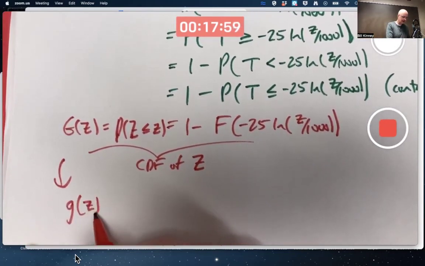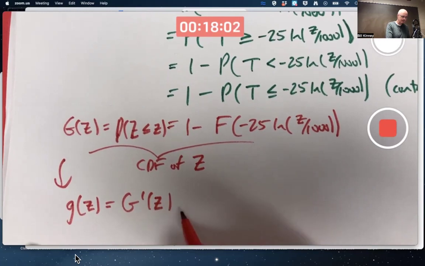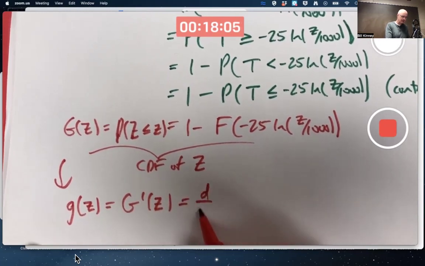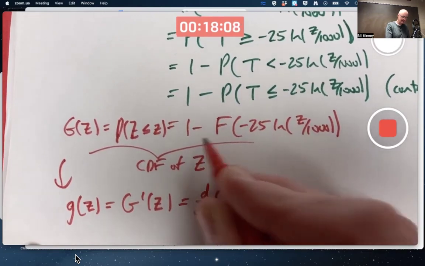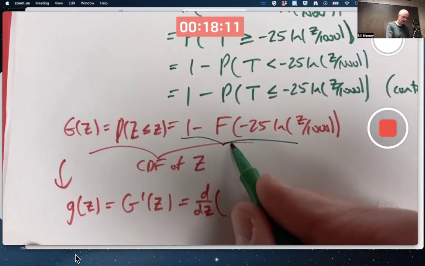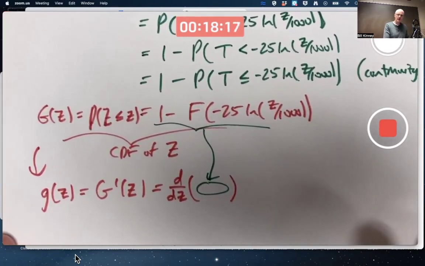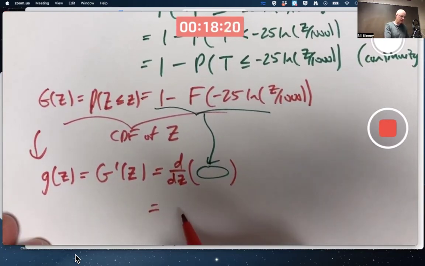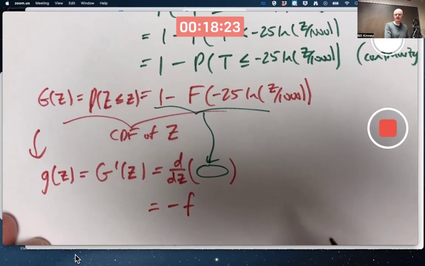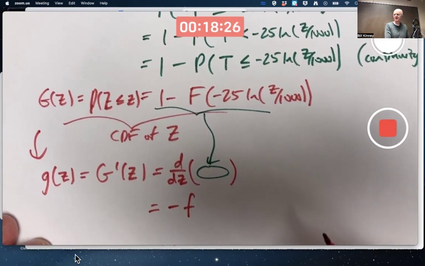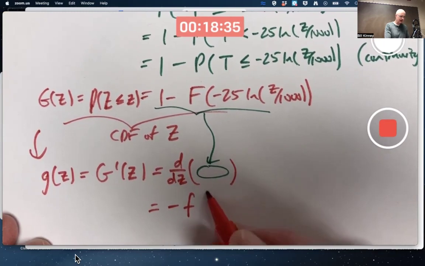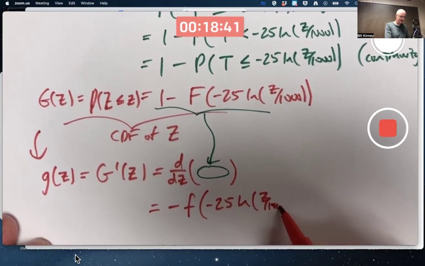Little g of z is the derivative of capital G of z. So I need to differentiate with respect to z this entire thing right here. The 1, of course, differentiates to 0. Negative capital F differentiates to negative little f. Right? We were assuming capital F was an antiderivative of little f. So its derivative is little f of negative 25 ln of z over 1,000. That input's got to be the same.